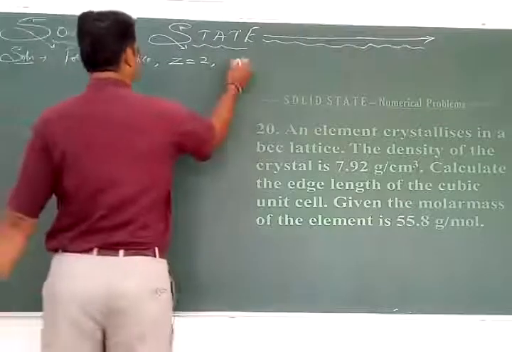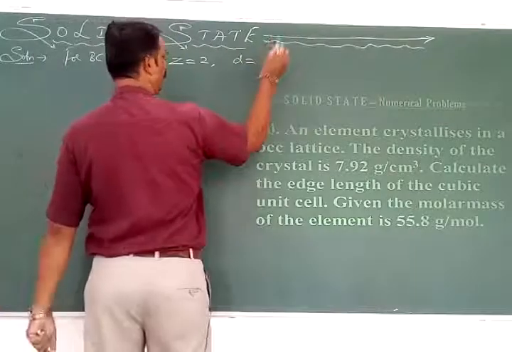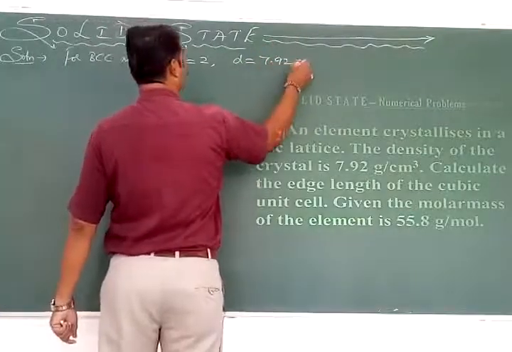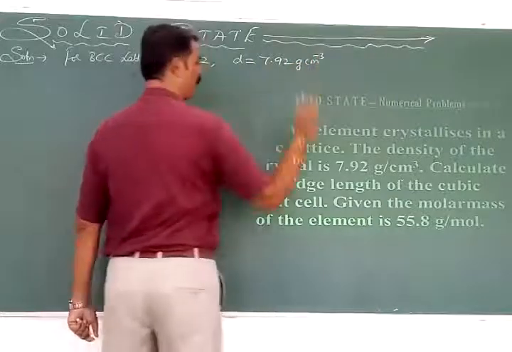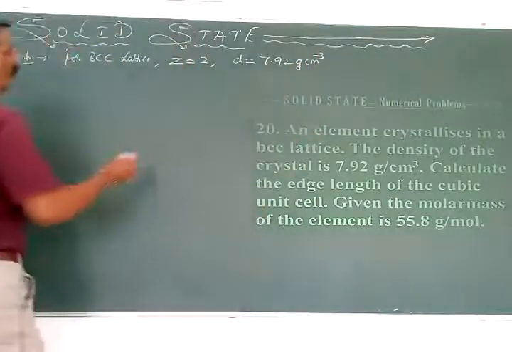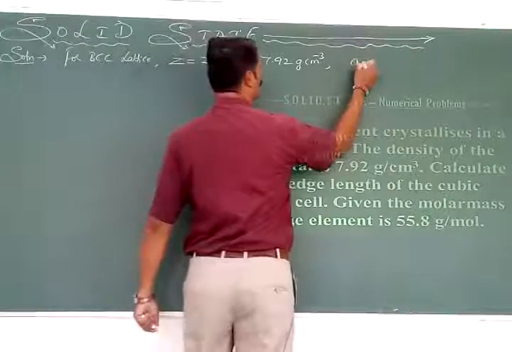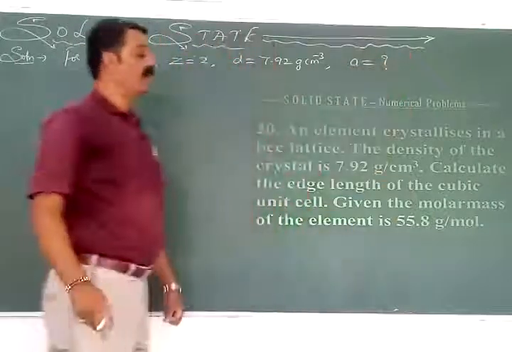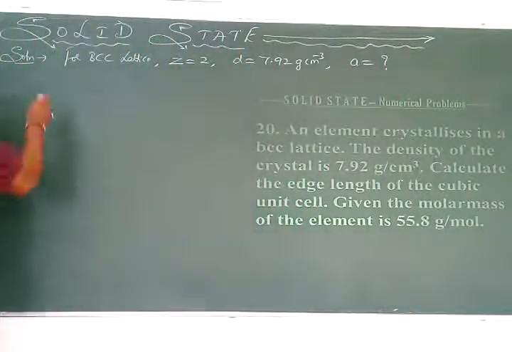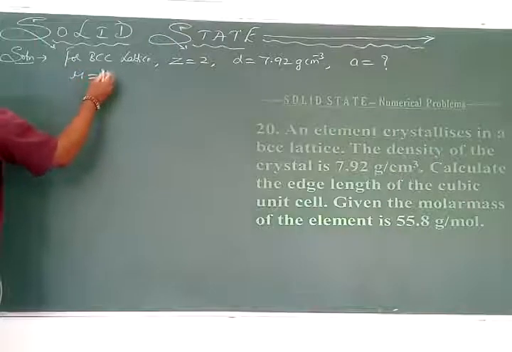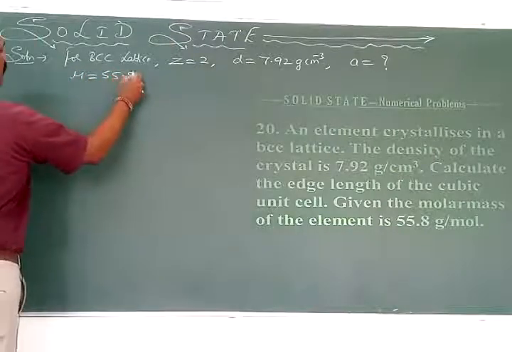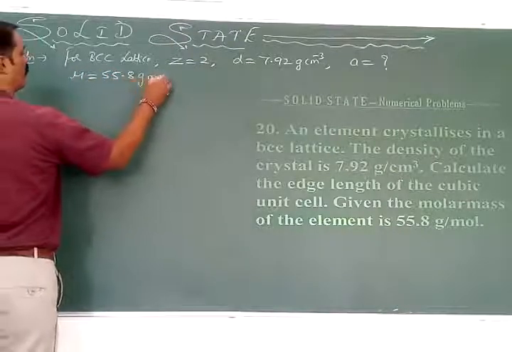And what is the density? D is equal to 7.92, in terms of gram per cm cube. Calculate the edge length. Edge length means we have to find out the value of A. Then, given the molar mass is 55.8 in terms of gram per mole.